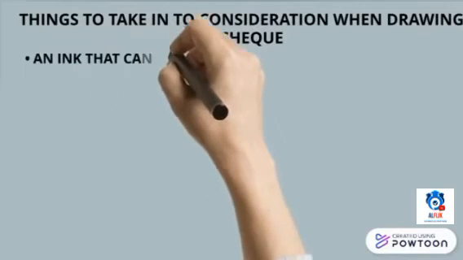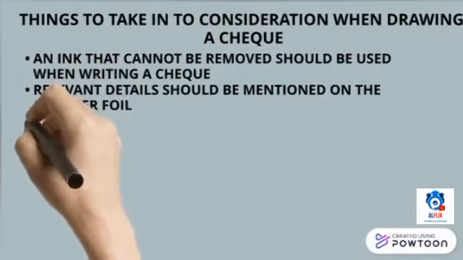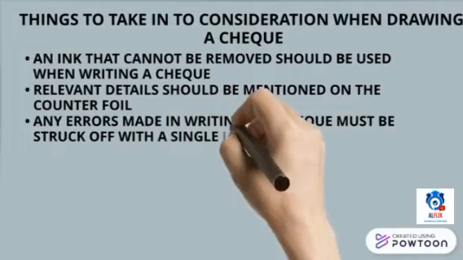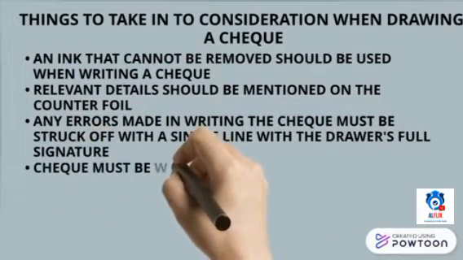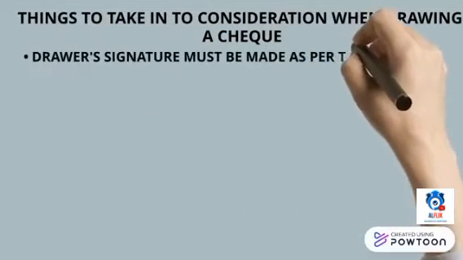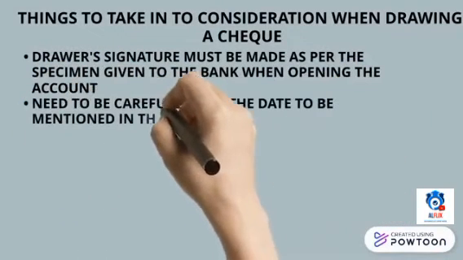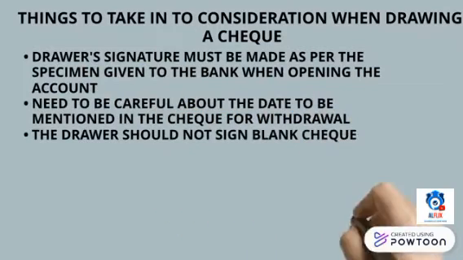Things to take into consideration when drawing a check: an ink that cannot be removed should be used when writing a check. The relevant details should be mentioned on the counterfoil. Any errors made in writing the check must be struck off with a single line with the drawer's full signature. The check must be written in only one language. The drawer's signature must be made as per the specimen given to the bank when opening the account. Need to be careful about the date to be mentioned in the check for withdrawal. The drawer should not sign blank checks.